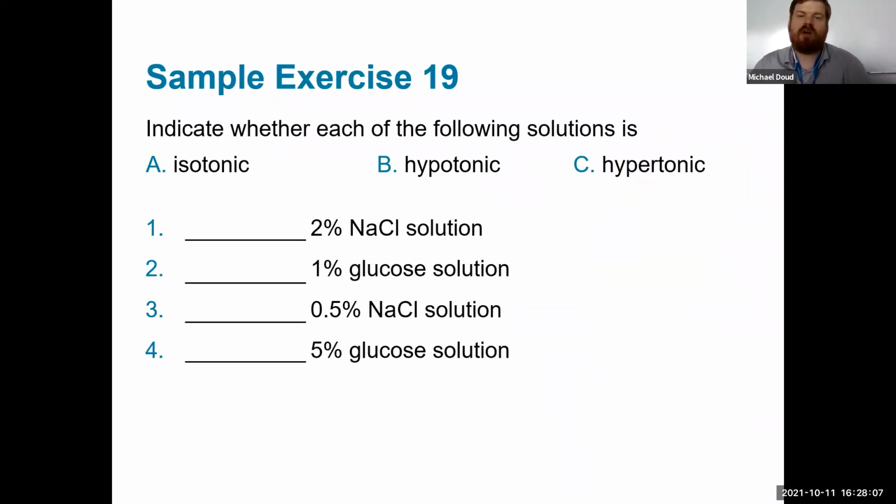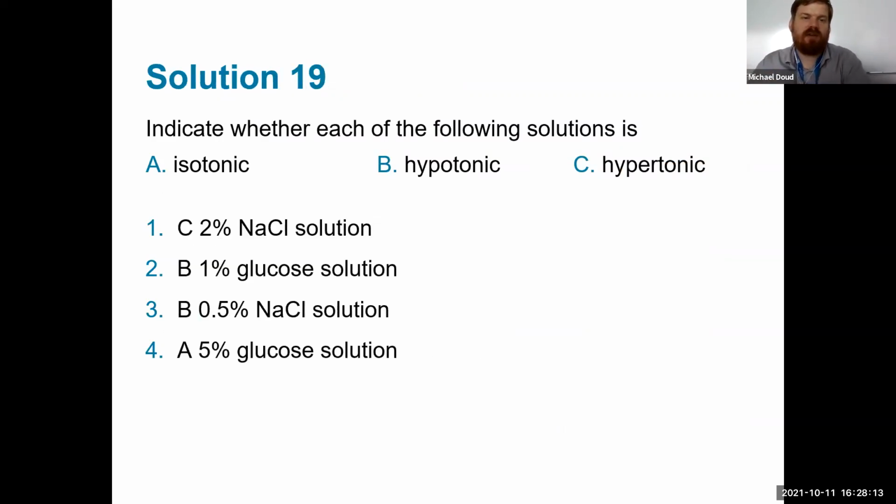Isotonic, hypotonic, or hypertonic solutions. Pause the video. And let's take a look at the answer here. So a 2% sodium chloride concentration is higher than 0.9%, so that's hypertonic. 1% glucose, that's less than 5%, so that's hypotonic. 0.5%, again, less than 0.9% sodium chloride, that's hypotonic. And then finally, 5% glucose is isotonic.